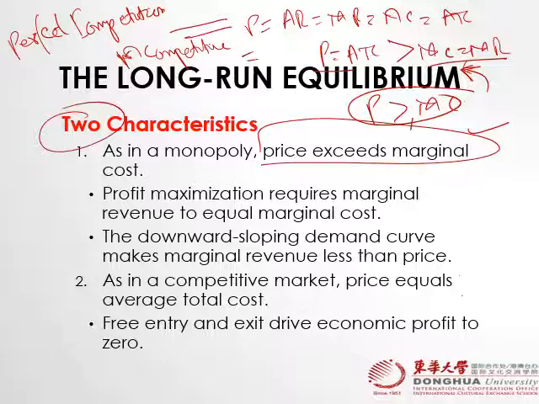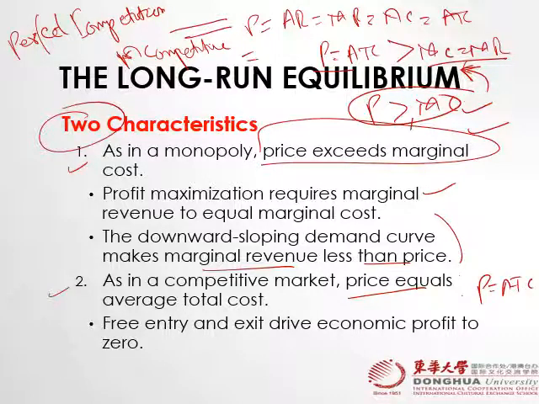So as in monopoly, price exceeds marginal cost, although in the long run it should behave like a perfectly competitive firm, it is also getting some characteristics from monopoly, that price is always greater than MC. So the profit maximization requires marginal revenue to equal marginal cost. The downward sloping curve makes marginal revenue less than price. The graphical analysis. Number two, as the competitive firm, price equals average cost.